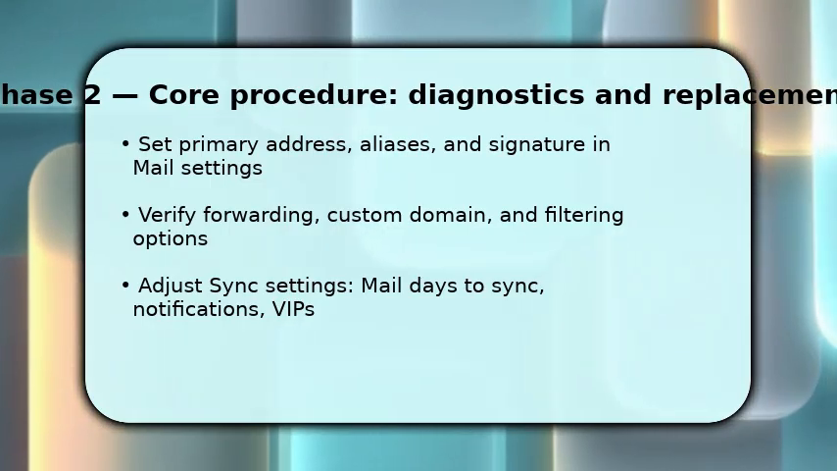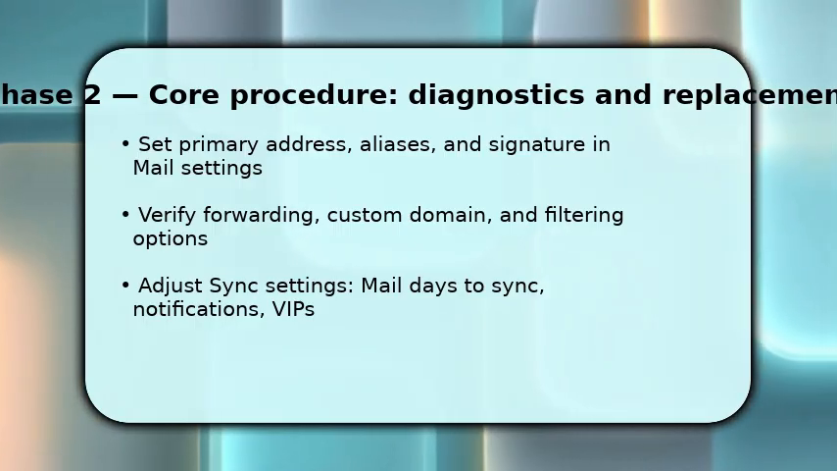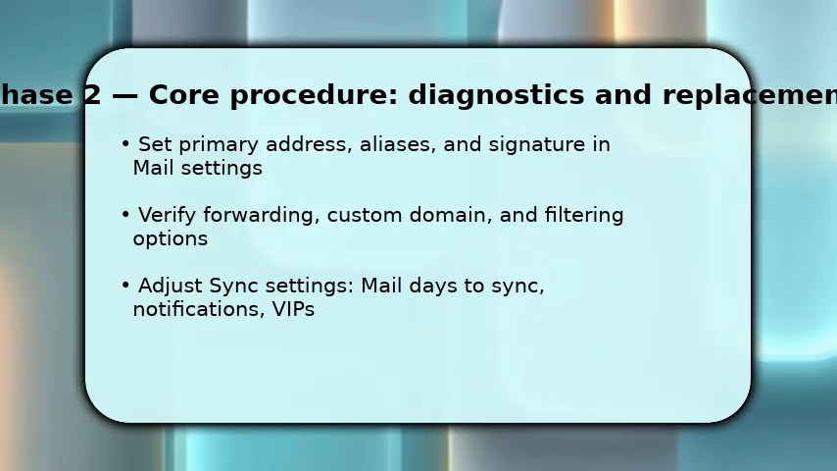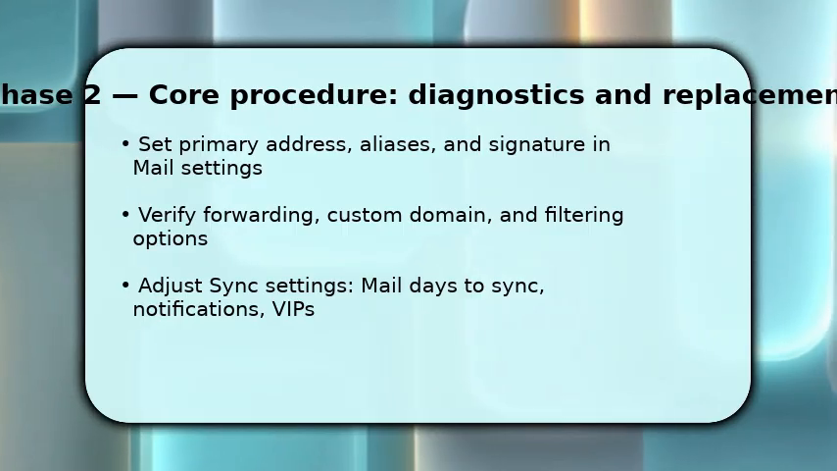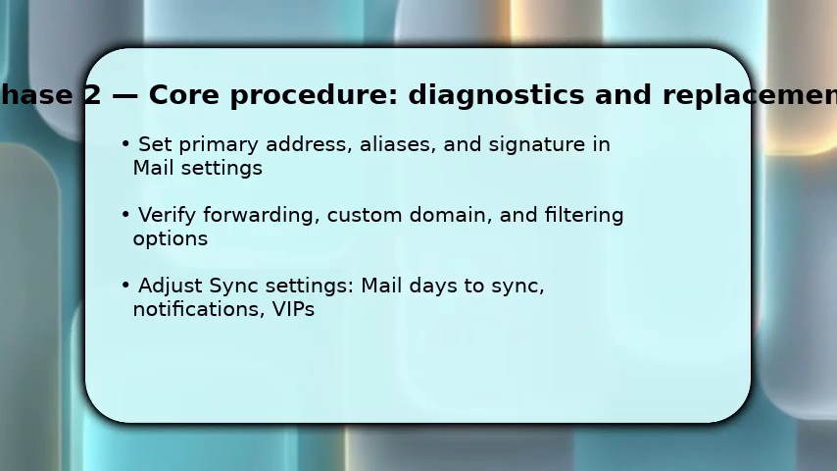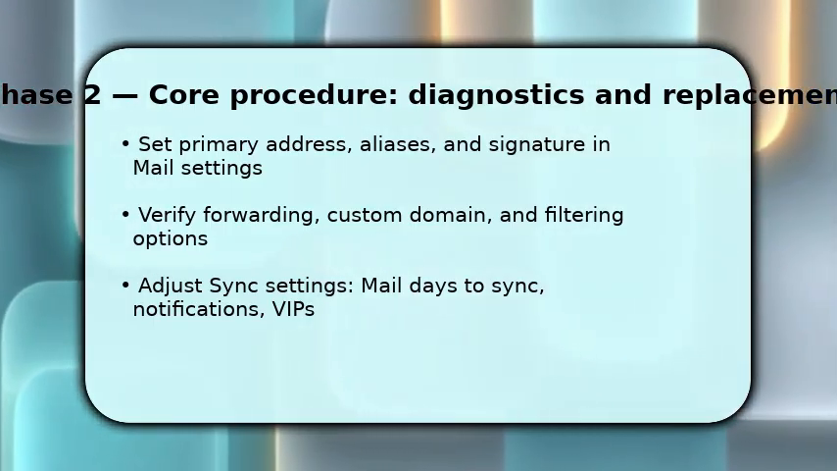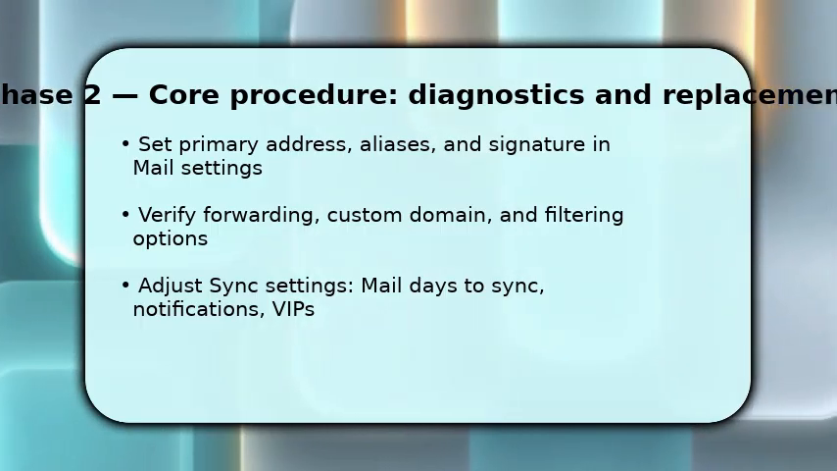Open Mail Settings and set your primary @iCloud address, add aliases if needed, and create a signature for outgoing messages. Then, review forwarding and filtering. Enable rules to sort messages into folders automatically. If you use a custom domain, connect it in iCloud Plus settings. Verify DNS records with your provider.